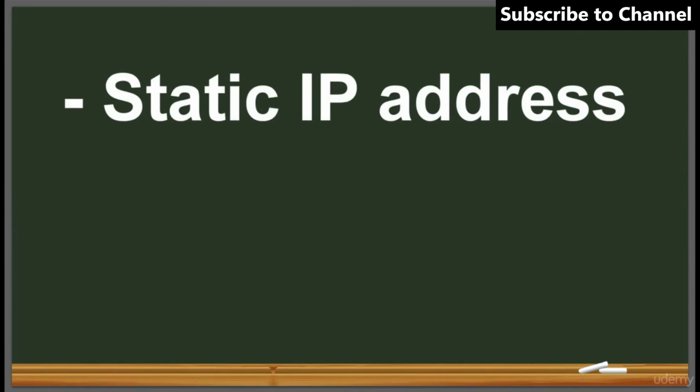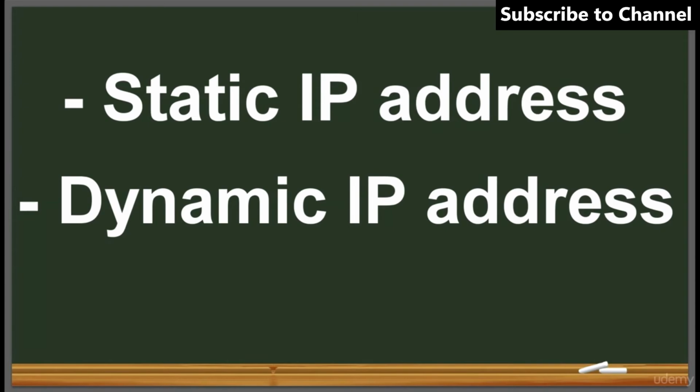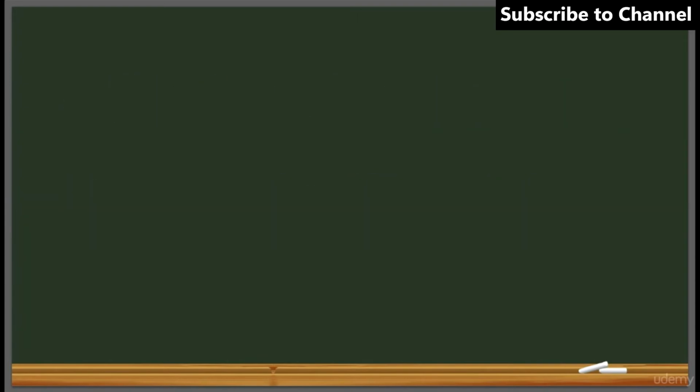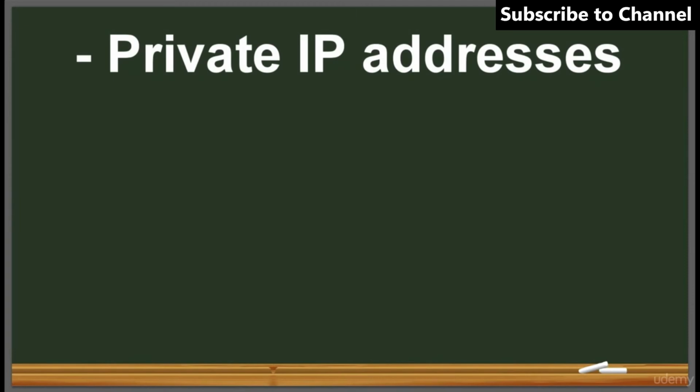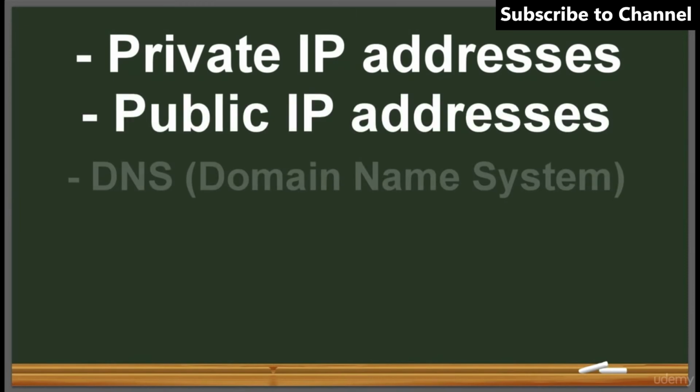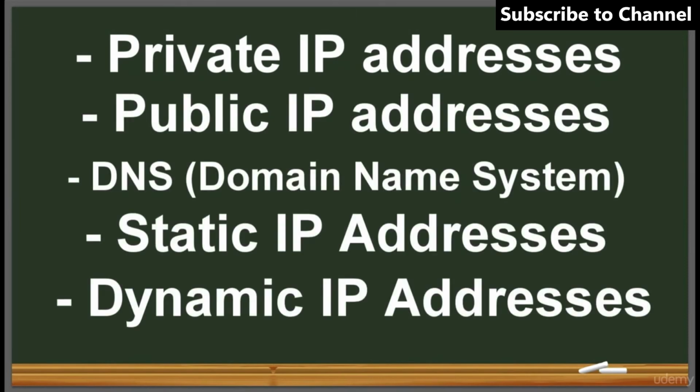Website servers have static IP addresses, but personal computers usually have dynamic IP addresses. The server gets your request and replies to you with the code, which is then used by your browser to show you the content of the website. All of this might appear to be really complicated for beginners, so we will split it into these parts: private IP addresses, public IP addresses, DNS, static and dynamic IP addresses.